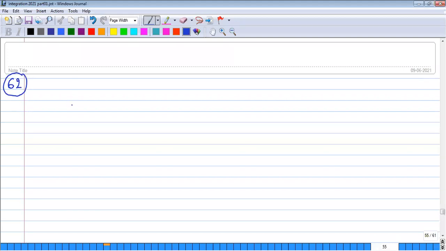62. Integral sin x upon root over 3 plus sin square x, 3 plus sin square x.